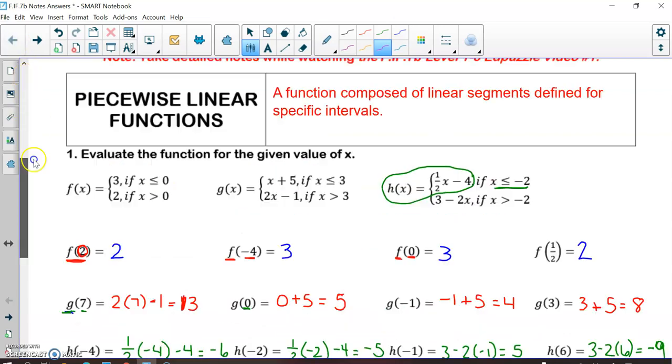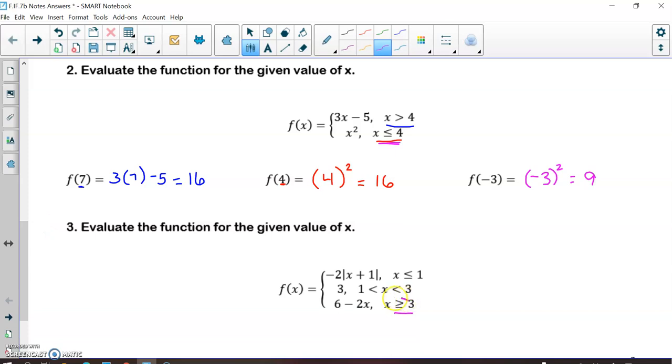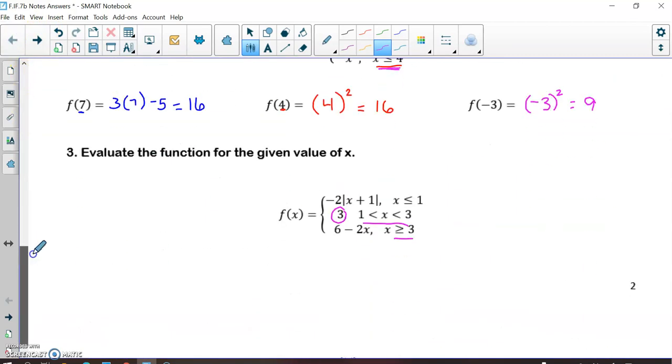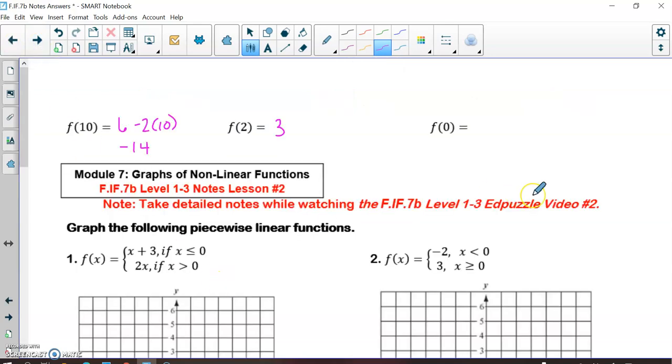Now doing f of 2. 2 is in between 1 and 3, so I have the equation y is equal to 3. So I don't need to put 2 into anything, I just wind up with y is 3 for that one. And then lastly, f of 0. 0 is less than 1. I'm going to put 0 into the equation of y is equal to -2 times the absolute value of x plus 1. So a -2 times the absolute value of a 0 plus a 1. The absolute value of 1 is 1, and then times -2 would give you -2.